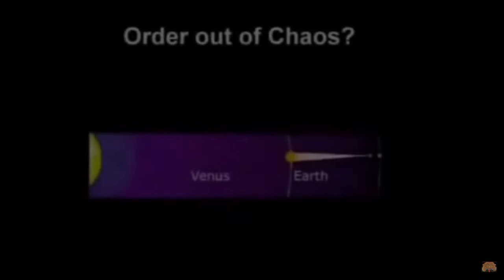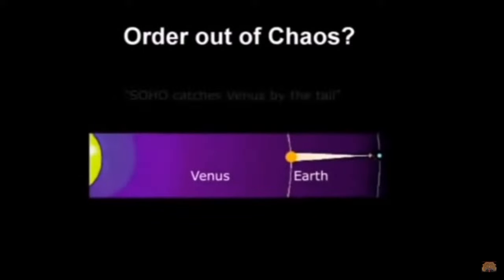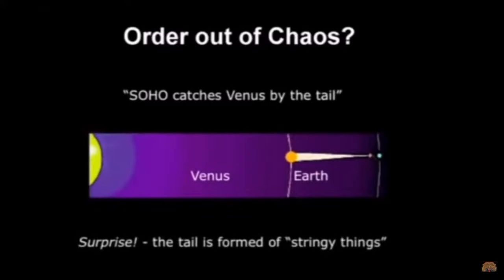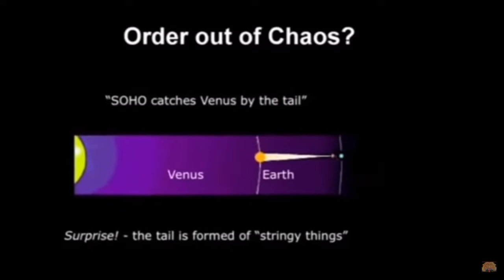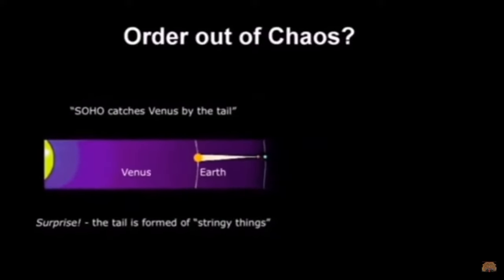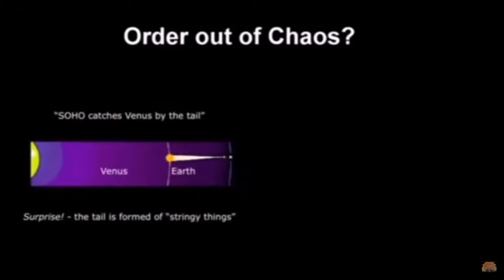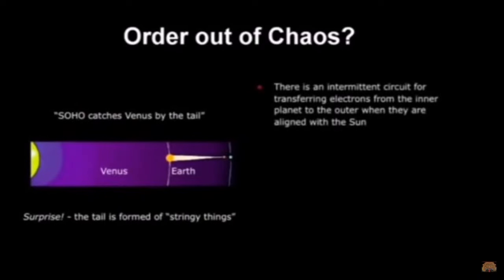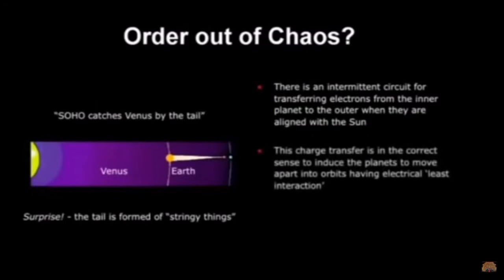Because some years ago it was reported that a spacecraft, the SOHO spacecraft, picked up stringy plasma things arriving from Venus when it was between us and the Sun. Now those stringy things, of course, are recognized immediately as Birkeland currents, and the Birkeland currents transfer electrons from Venus to the Earth. At present it has little or no effect on the Earth because of the distance and the low current density. So there's an intermittent circuit for transferring electrons from the inner planet to the outer when they're aligned with the Sun. The charge transfer is in the correct sense to induce the planets to move apart into orbits having electrical least interaction.